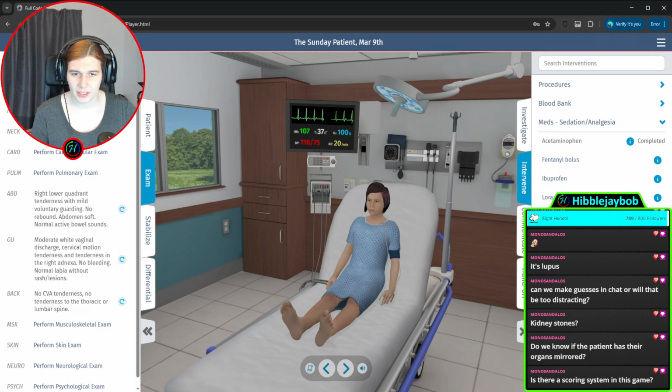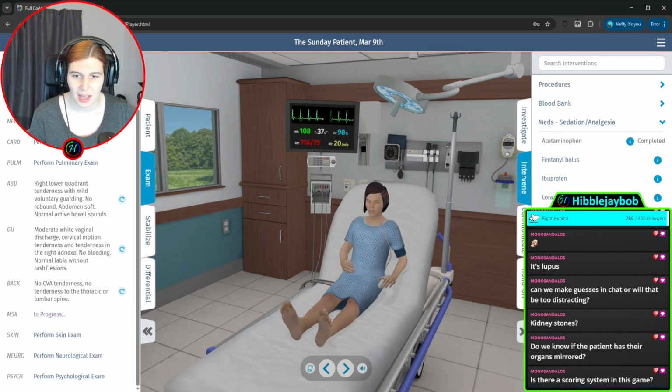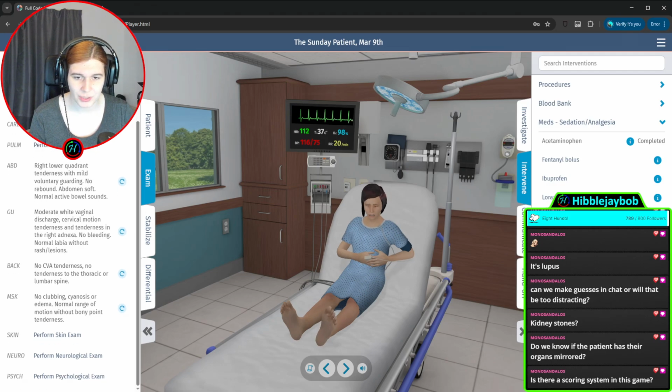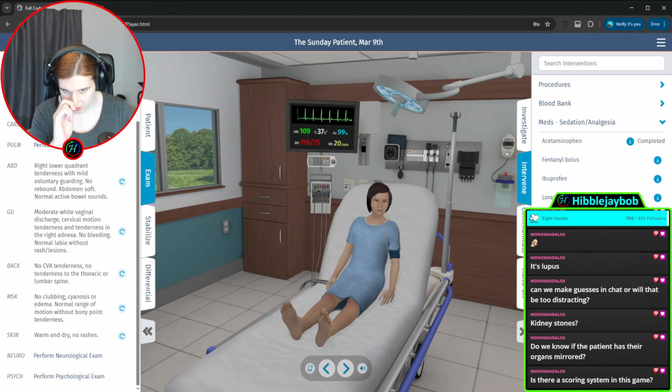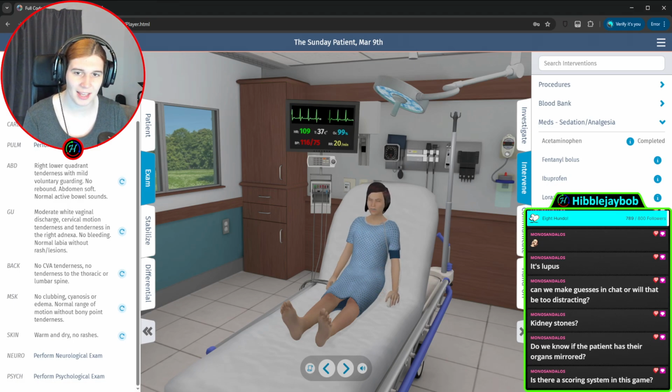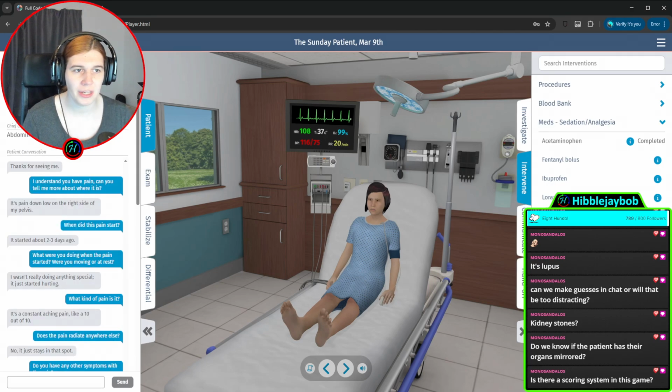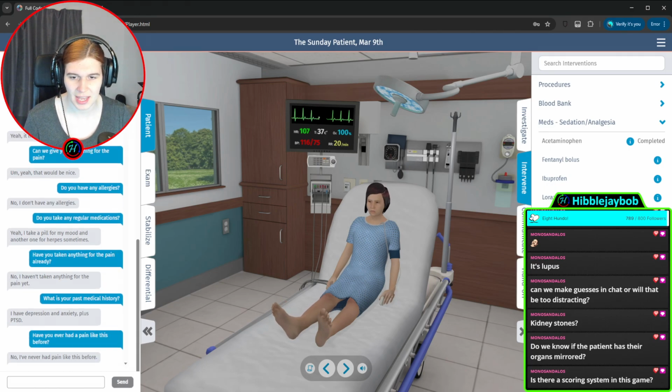No tenderness of the thoracic or lumbar spine. Fine. Let's just do this one. There's no cyanosis or edema, that's fine. Warm, dry, no rashes, fine. I've got no indication for a neuro or psychological exam at this time. Let's check in with the patient and see how the acetaminophen is helping.